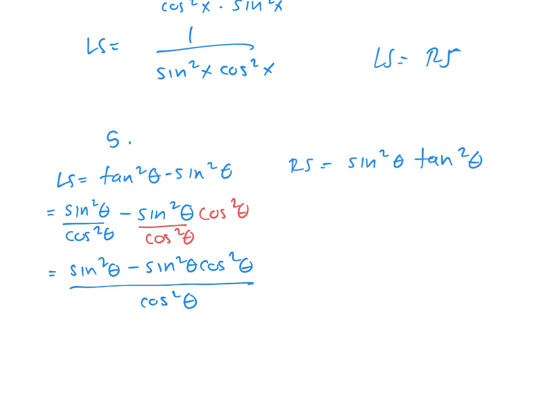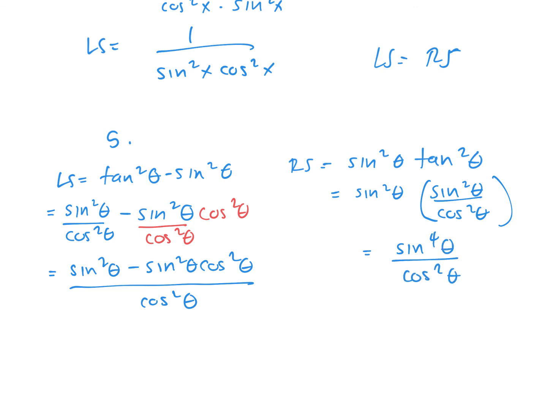So I'm just going to leave that for now because I'm not sure what I'm going to do with it yet till I work on this side. So on this side, I'm going to change tan to sine squared theta over cos squared theta. Sine squared times sine squared is sine to the power 4 over cos squared theta. So then I'm going to compare. I'm going to look at the left side and say, well, the denominators are the same. Perfect. The numerators are not.